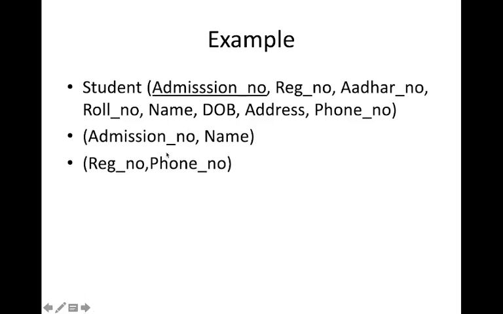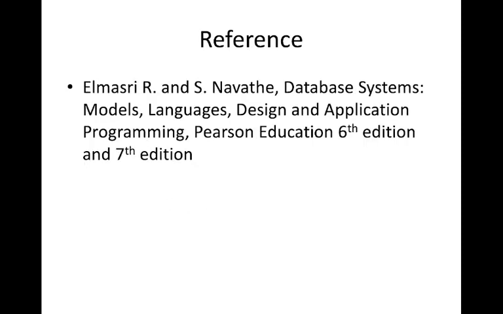And similarly, register number comma phone number. This combination is also a super key, but it is not a key of this relation because we can remove phone number and we can uniquely identify. Then admission number, name, comma, date of birth. This combination is a super key, but this is not a key because we can remove name and date of birth, and with admission number itself, we can uniquely identify a particular student. So admission number is a key, and this combination is a super key. So this is a reference.